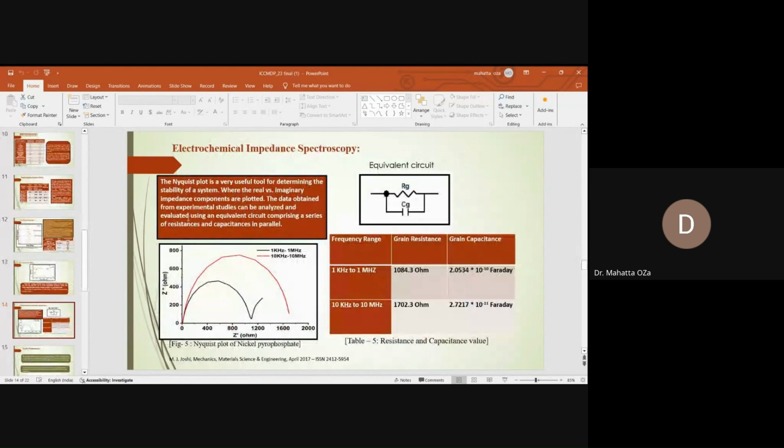These are the electrochemical impedance studies. This is the Nyquist plot at different frequency ranges, and the values of grain resistance and grain capacitance at the particular frequency ranges are mentioned in this table.